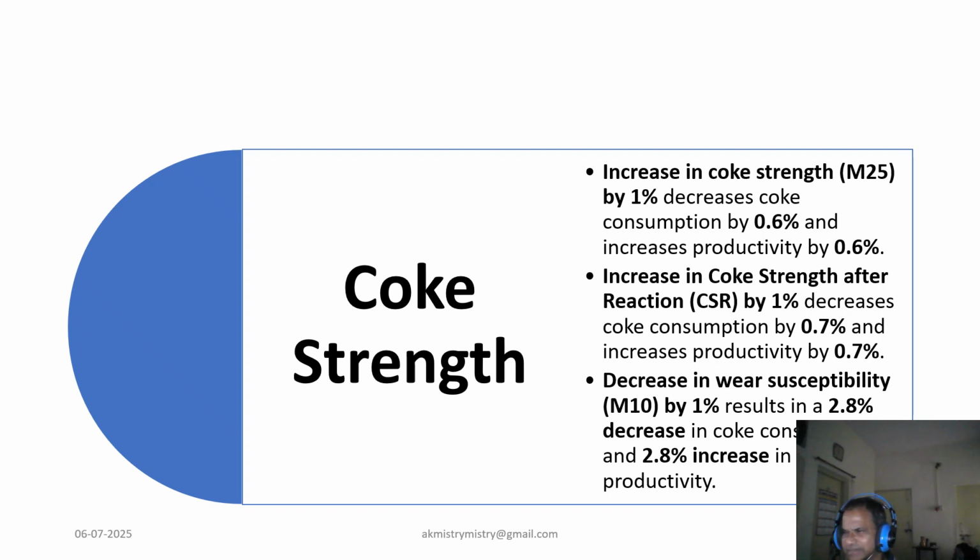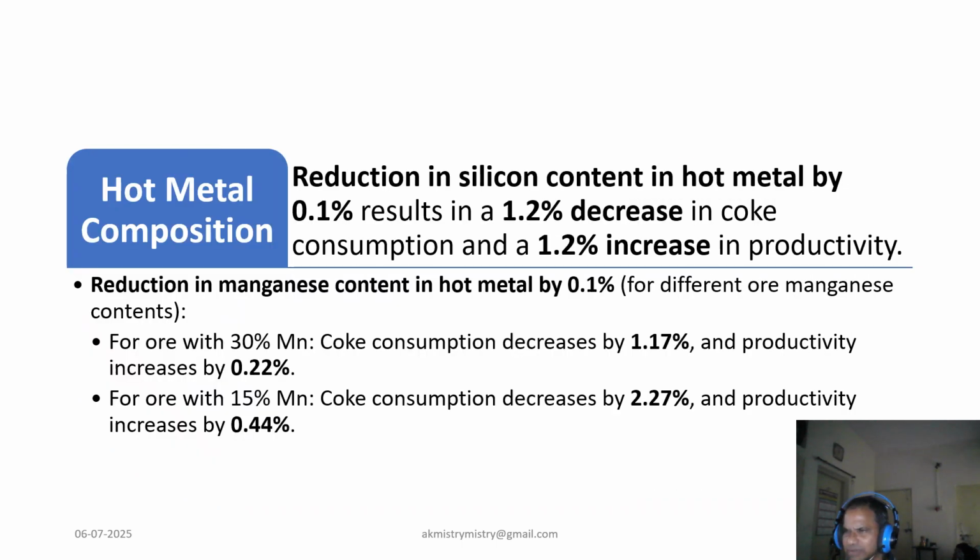So we can say that reducing wear susceptibility, measured by the micum 10 value, by 1% results in a significant 2.8% decrease in coke consumption and a matching productivity increase. So this is how the things are getting related. So a stronger coke ensures better furnace stability and efficiency. This is the message from this slide, very strongly.